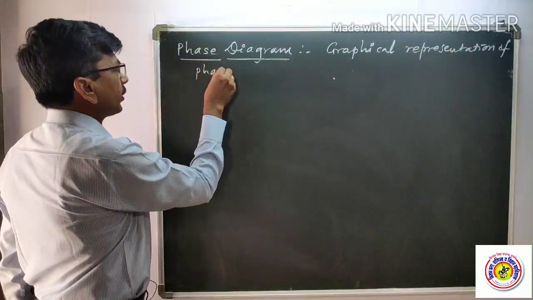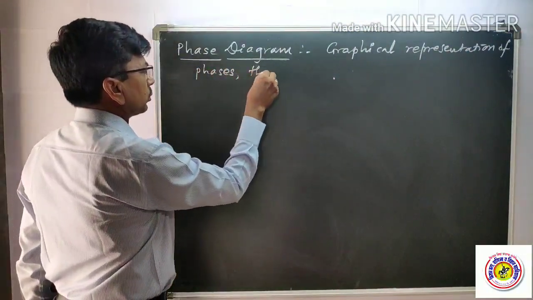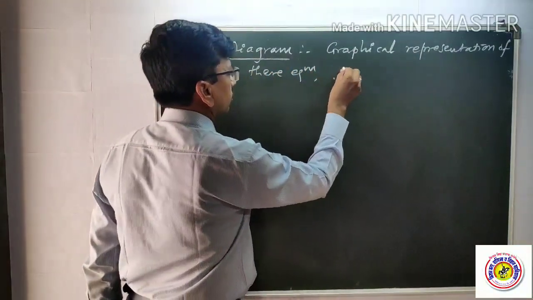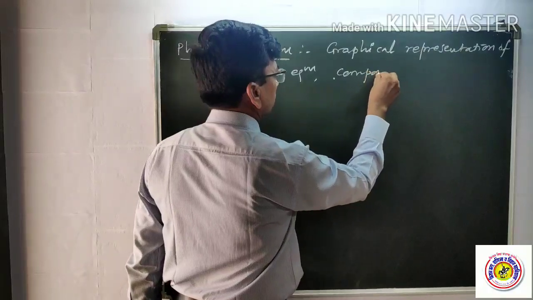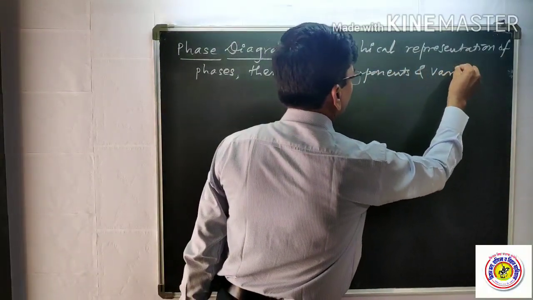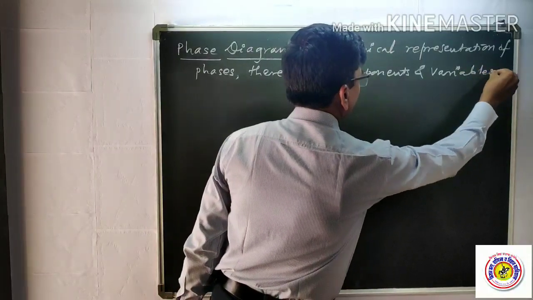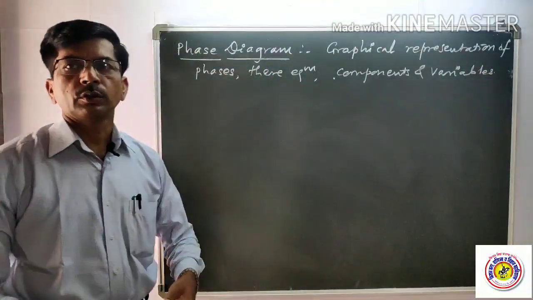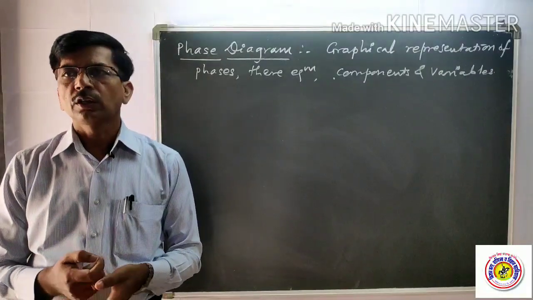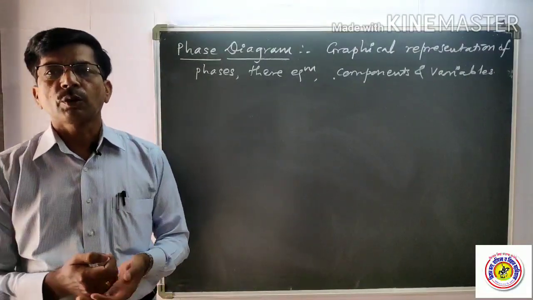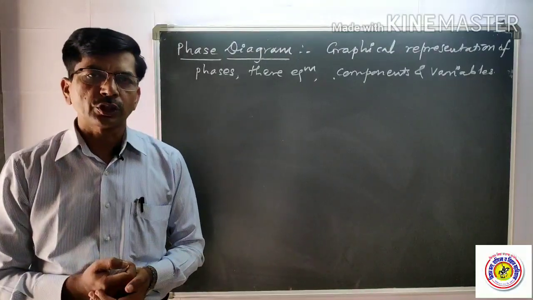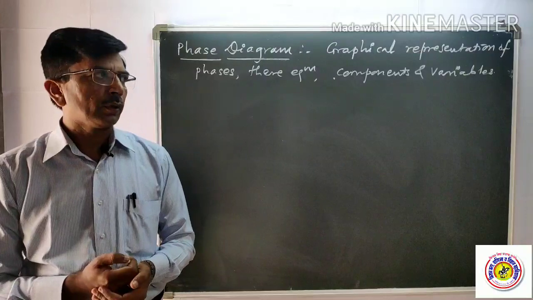Graphical representation of phases, their equilibrium, components and variables in the system, a heterogeneous system, we call a phase diagram. Or in other words, it is a representation of equilibrium and the equilibrium conditions existing in the heterogeneous system.